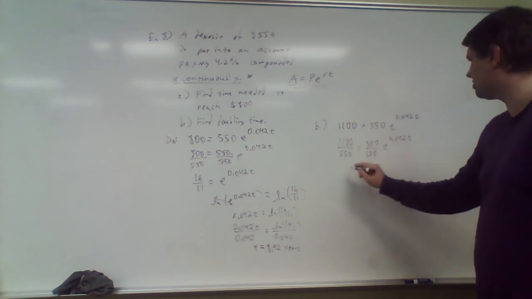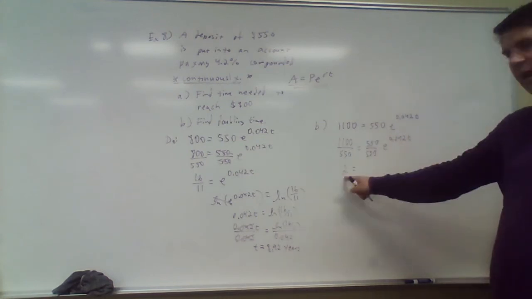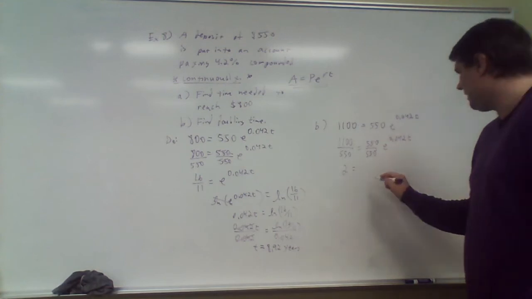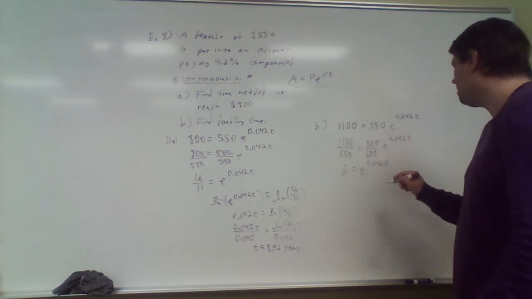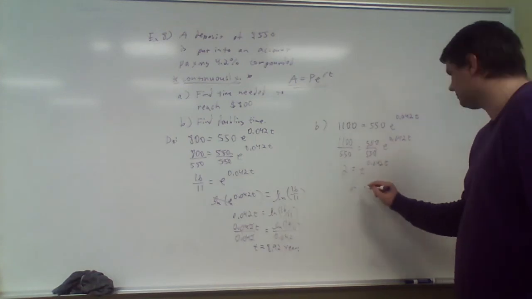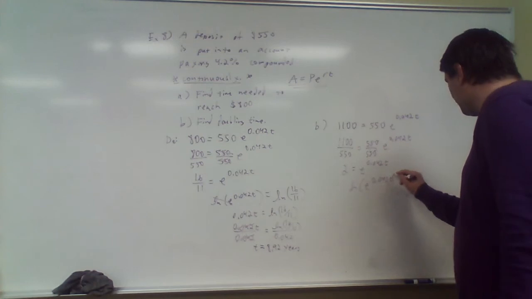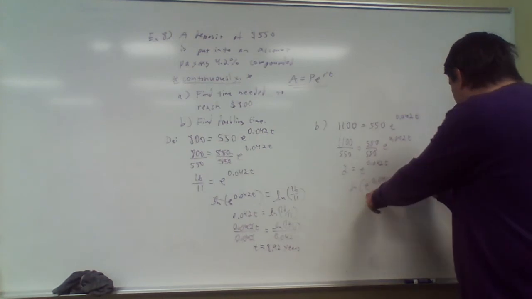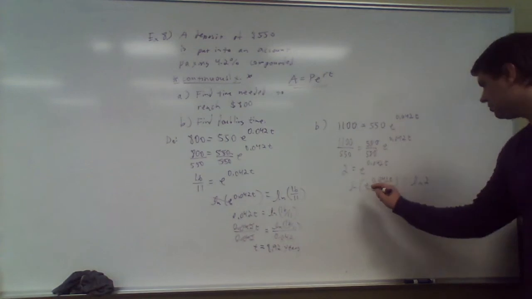Cancel, cancel, and this is 2. Anytime you're asked for a doubling time, you're going to end up with a 2 in here somewhere. And then e to the 0.042t power. As we did before, we're going to take the natural log. We're going to do that for the e. We're also going to do that for the 2. Okay? So that'll cancel.